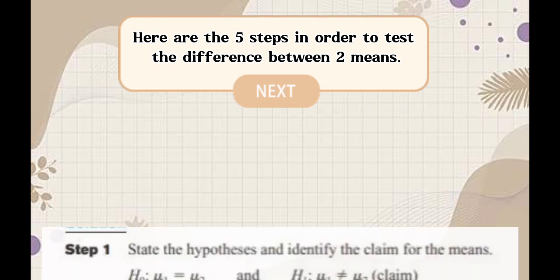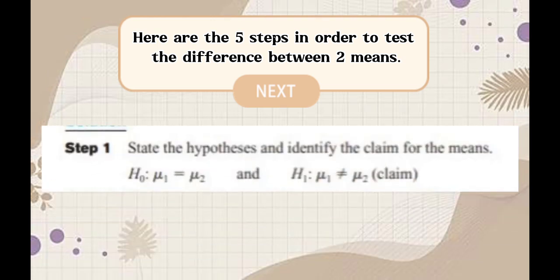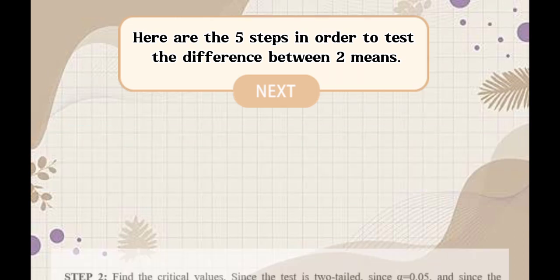For step 1, we need to state the hypotheses and identify the claim for the means. The null hypothesis is mu1 equals mu2, and the alternative hypothesis is mu1 is not equal to mu2, and that is our claim with those given numbers. Now, let's proceed to step 2.